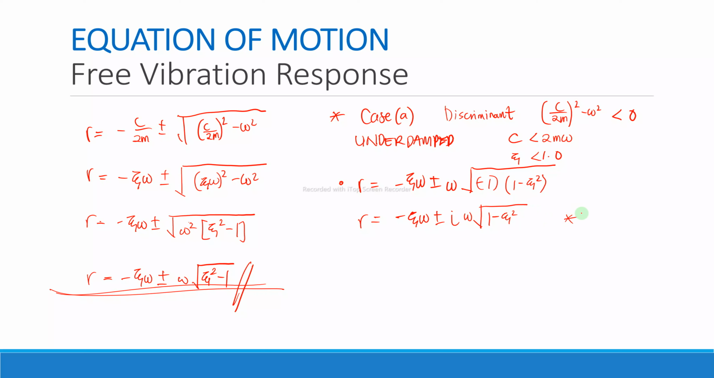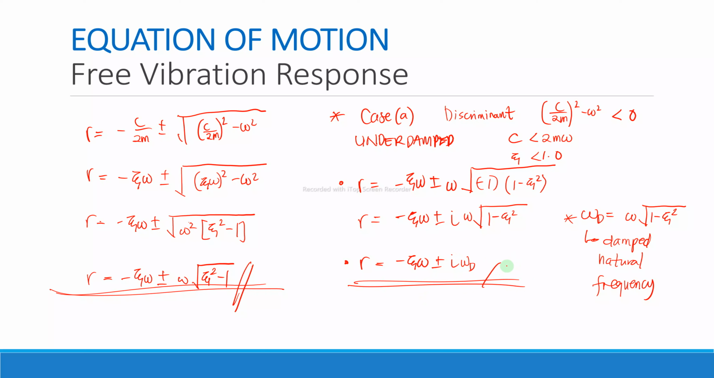Now, we are going to let omega d is equal to omega times the square root of 1 minus psi squared. Since omega is the natural frequency, we call this our damped natural frequency. So for case A, our root will become negative psi omega plus or minus i omega d. Okay, let's proceed.